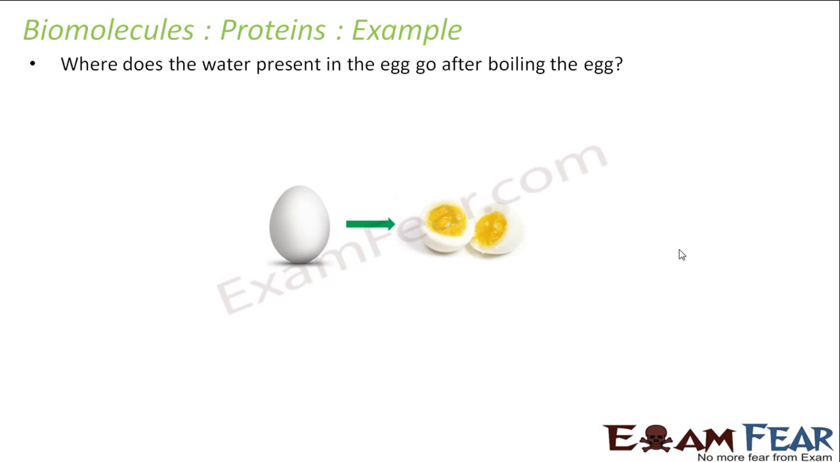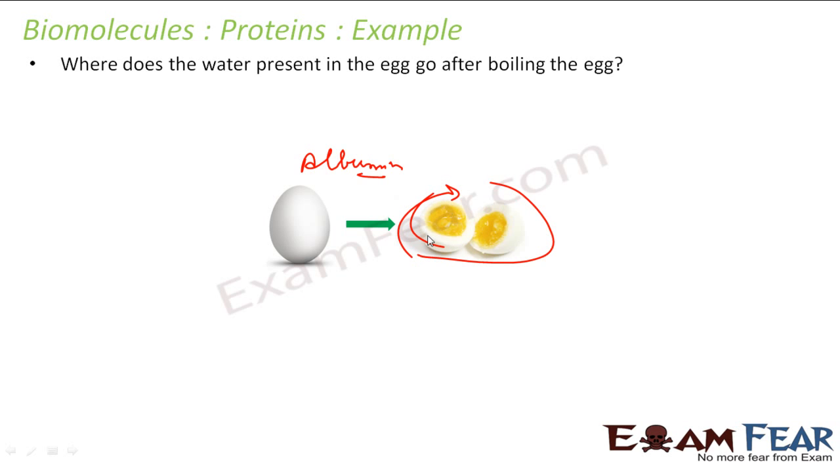The next question is, where does the water present in the egg go after boiling? We have seen that egg has protein, called albumin, a globular protein. When you boil this protein, the protein gets denatured and it coagulates. After boiling, the water present in this egg is absorbed by this coagulated protein. It acts like a sponge and absorbs all the water. Please note, this water is not evaporated and it doesn't flow away. It is inside the shell itself, because the shell is strong enough to hold the water. The water is absorbed by this coagulated protein.